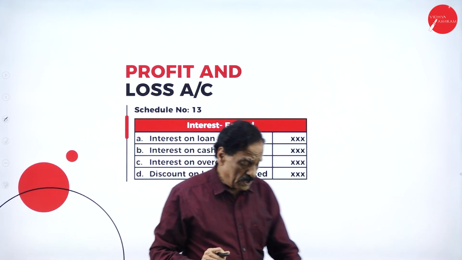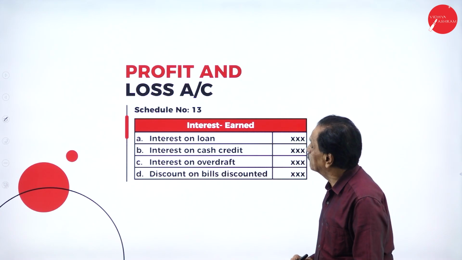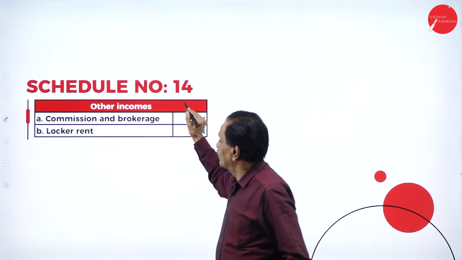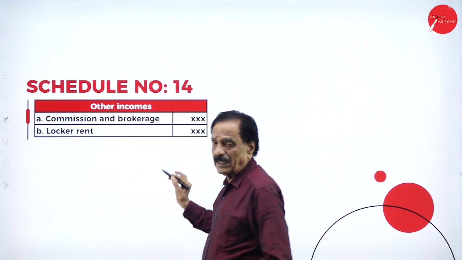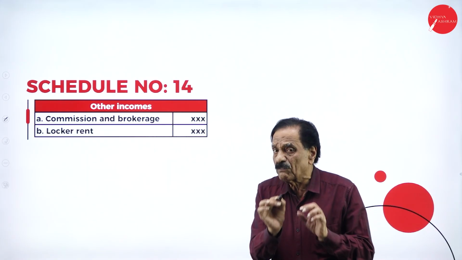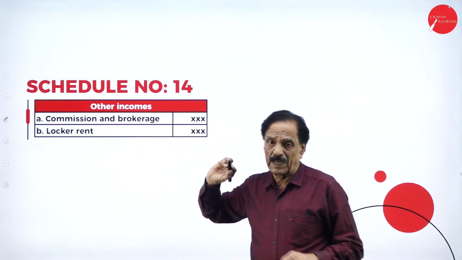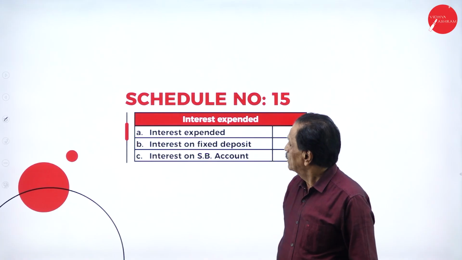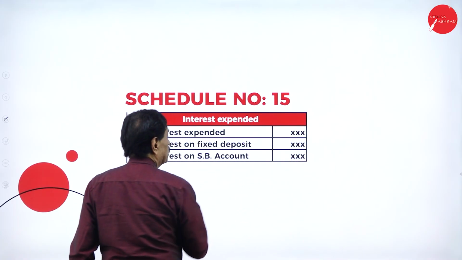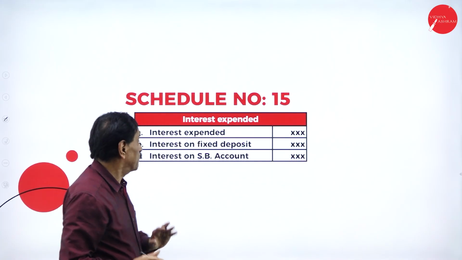Next we go to schedule number 14, other income. Commission and brokerage, locker rent. By chance, if transfer fees also come, they come under other income. While solving the problem, I will explain that also. Schedule number 15, interest expended, means interest paid.